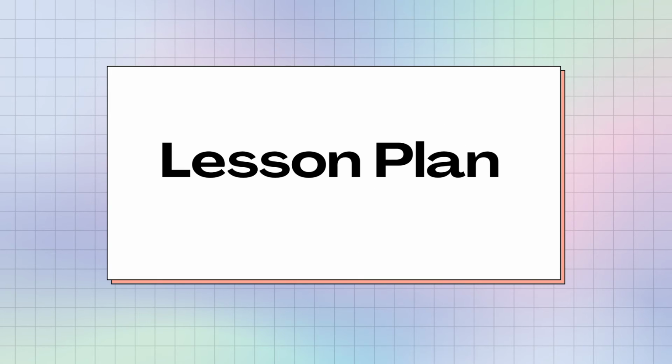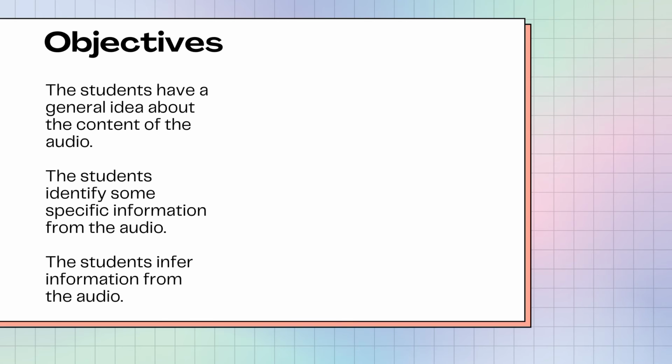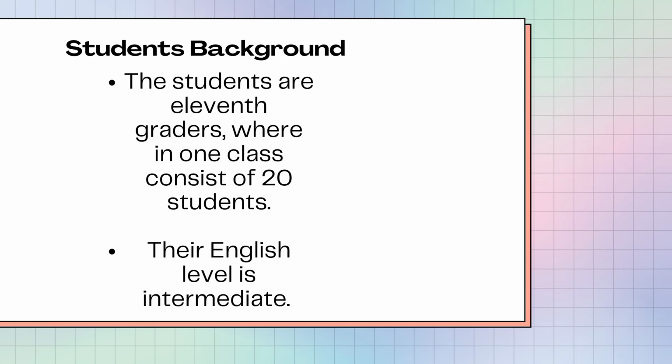The next part, I will explain about the lesson plan. Here we go. The objectives. There are three objectives in this lesson plan. First, the students have a general idea about the content of the audio. Second, the students identify some specific information from the audio. Third, the students infer information from the audio.